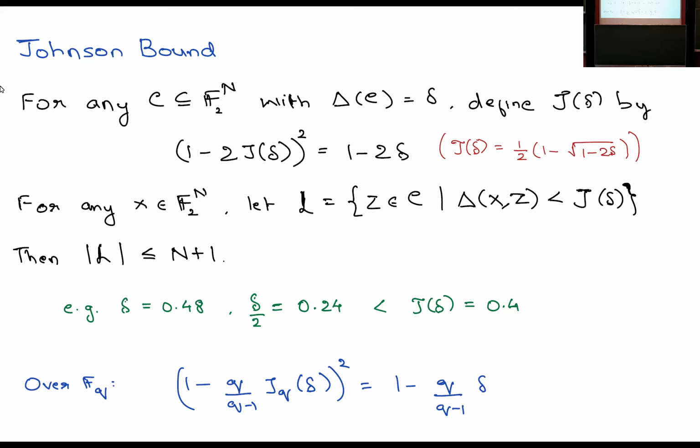You'll see a reason for this expression in a minute, but just some examples. If you think of a code with distance close to half, which is optimal for binary codes, the Johnson bound can be much larger than the unique decoding radius. It's even more stark when you look at a somewhat larger alphabet. The distance can be close to 1, but the unique decoding radius can never exceed half. So let me prove it. But any questions about the statement?